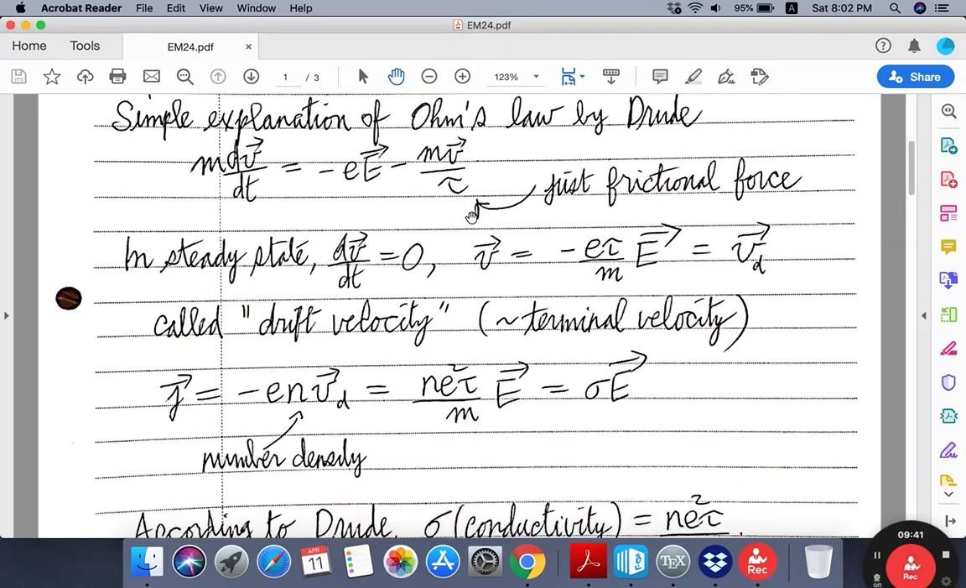And now the key improvement made by Drude is the addition of this term right here, which, if you have studied classical mechanics, you will immediately recognize as the velocity-dependent friction force. Okay, so that's really the only thing that Drude did as a matter of innovation.